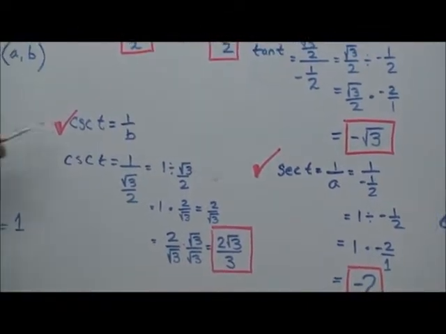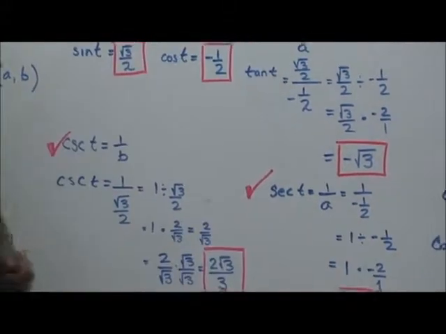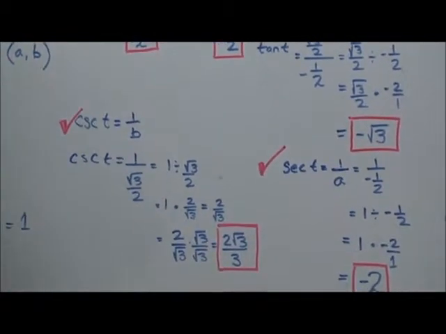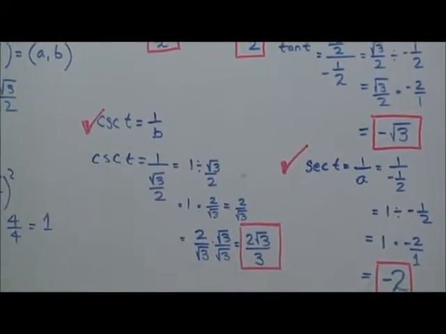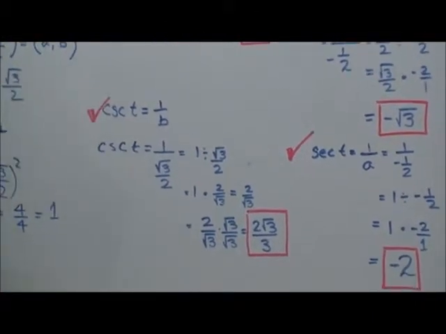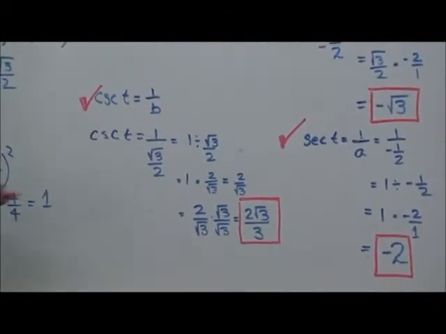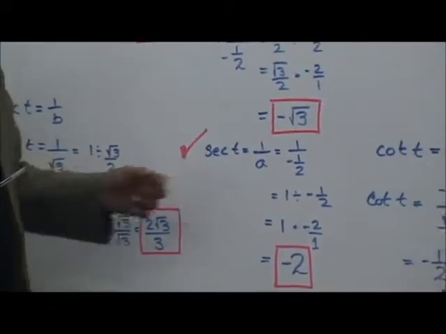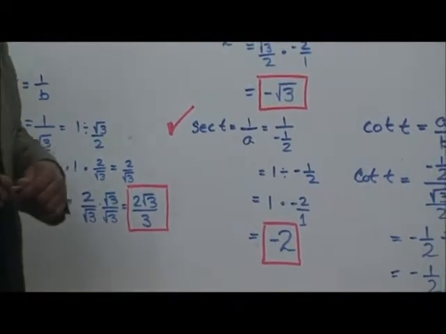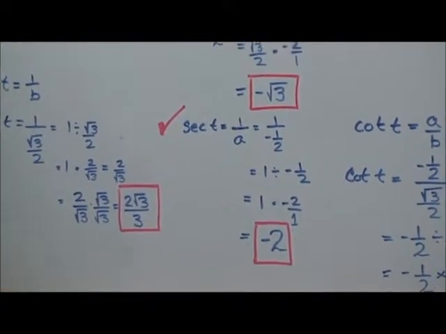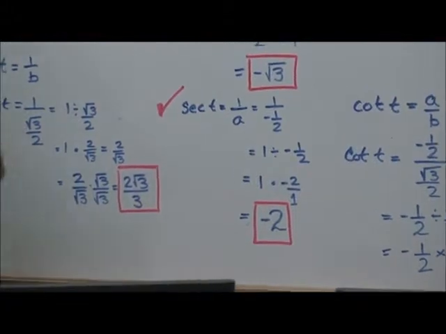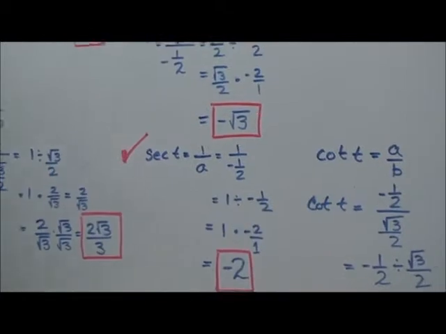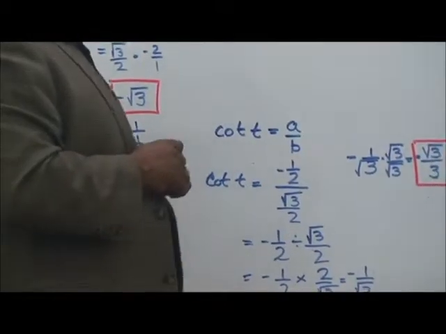And here we have cosecant t and secant t as the reciprocal identities, right? So we actually plug in the values for b and we do our calculations and we end up having this answer, 2 times the square root of 3/3. And for secant t, of course, 1/a, we plug in the value for a, which is -1/2. So that's going to be -2. And then cotangent t is going to be what? The square root of 3/3.